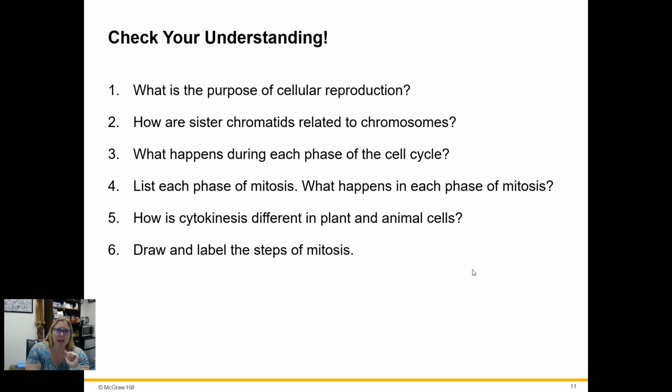All right, let's look at your check your understanding. Make sure that you can answer these. Make sure you can draw and label the steps of mitosis. You absolutely can draw circles and X's. I think most kids learn to do that very early on, so I hope you can do that. Or you can also go on, like I said, and Google some of those cells and see if you can identify slides. Once you've done this, I'll see you in the next section.